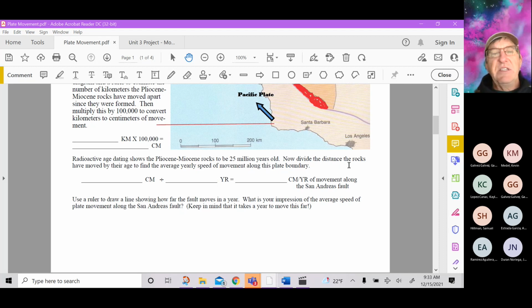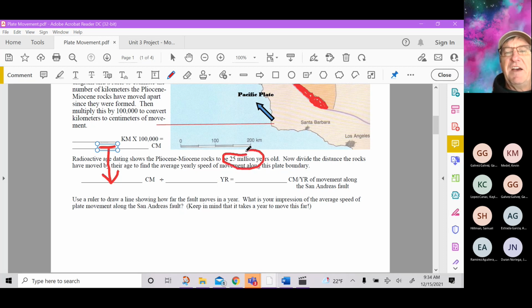We're going to divide the distance that they moved by their age. In other words, we're going to divide distance by time to give us the average yearly speed of movement along the plate boundary. So whatever answer you got by multiplying, you're just going to repeat that same answer right here. Just copy it down again. However many centimeters you got.